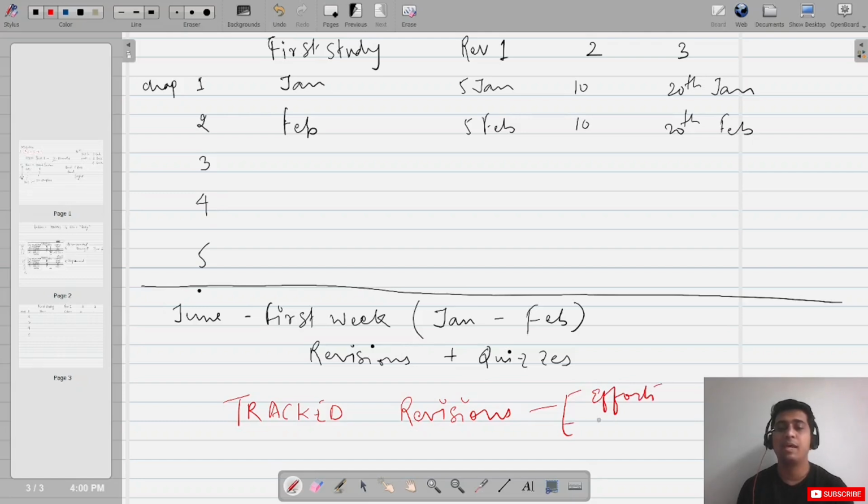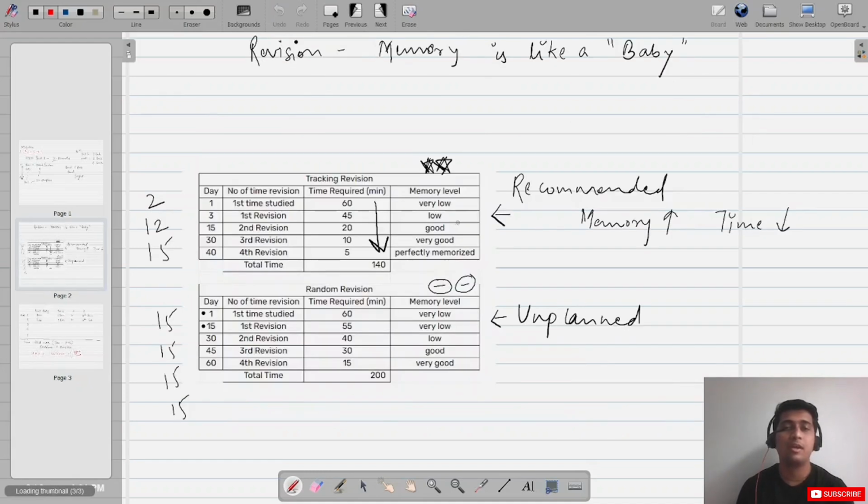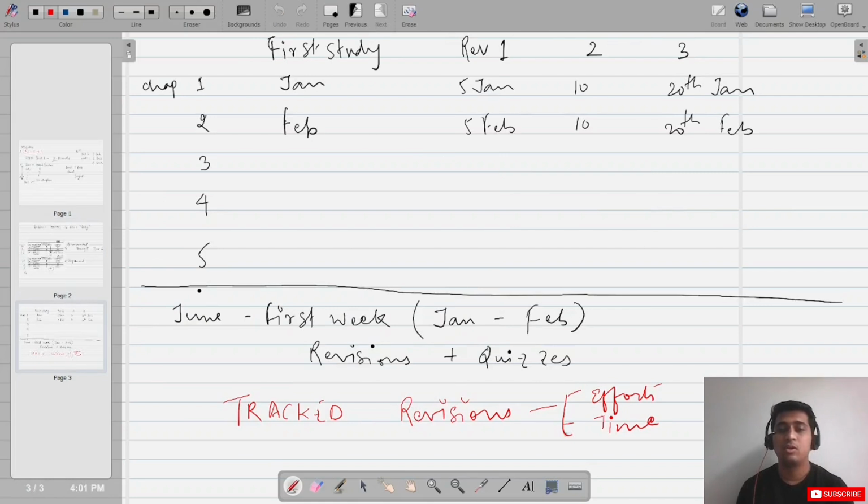You will save a lot of time, as we saw. Here the time is 140. Here the time required is 200, right? You will save time. You'll have a good hold on the syllabus. These are the very important factors. So you should plan a good revision strategy for yourself and not commit these mistakes.